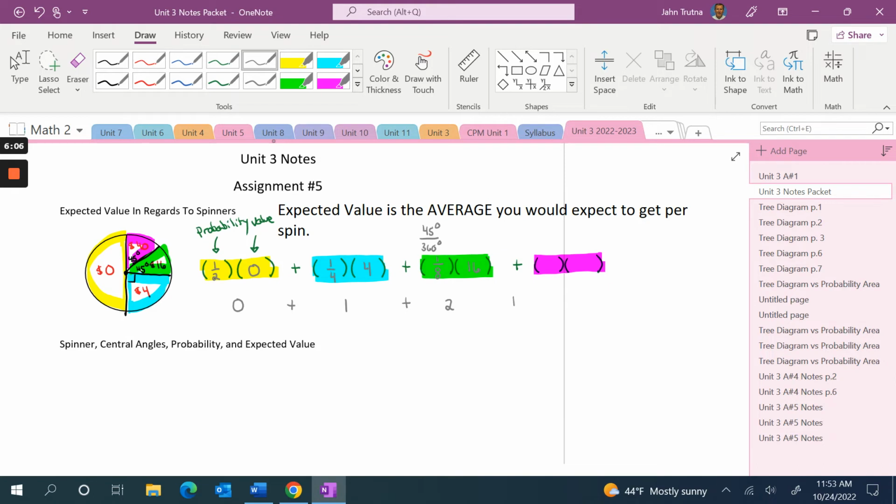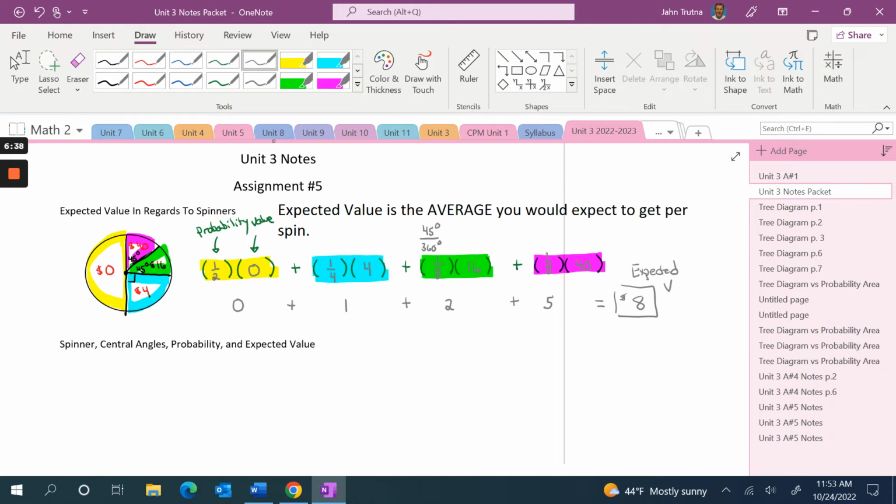Then I'm going to add that with the purple section's value, which is $40. And then the probability that my spinner is going to land in the purple section is the same as the green section, which is 1/8. And 1/8 multiplied with 40 is 5. So I add those up and I get $8. So that right there, that $8, that is my expected value of this spinner.